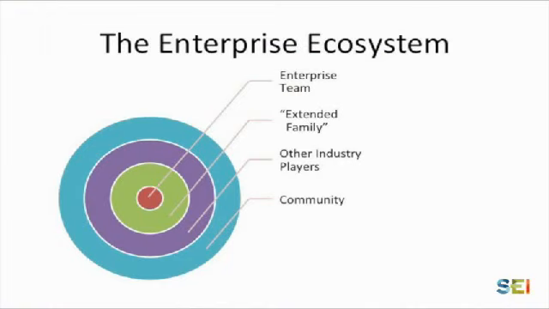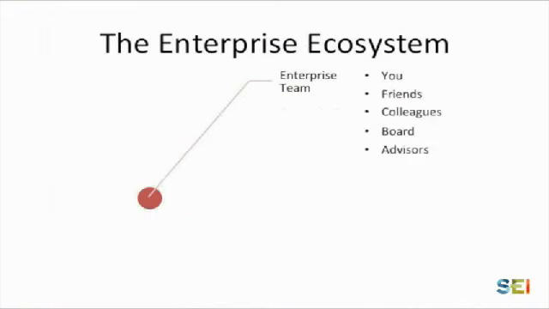So before we get into the details of the enterprise team, let's put that team in context by exploring what we call the enterprise ecosystem. At the center of this diagram, we have the enterprise team. These are the people who would see the enterprise as their own. They're going to be the most involved in the process throughout building the enterprise, and they can take different forms, maybe an informal group, or if you're in a nonprofit, they could be a board committee.